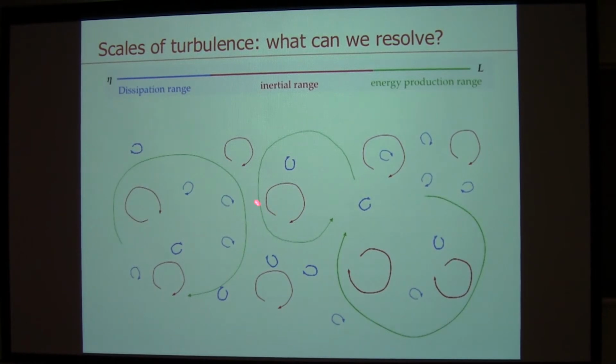They're not interacting with the surface, most of them, so they are not very sensitive to the surface. And the smallest ones are the dissipation range, where the turbulent kinetic energy is being dissipated. This is where it is being produced. And these are, again, very universal. They're not very dependent on the flow specifics.